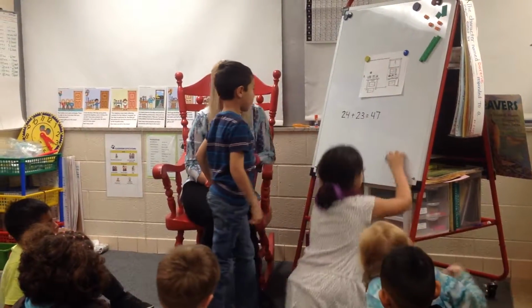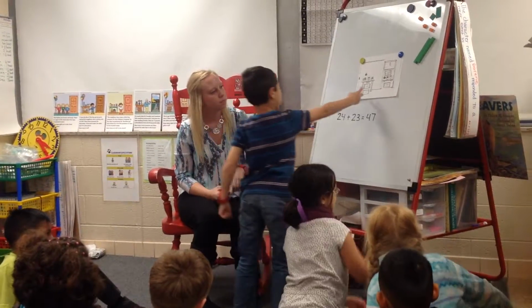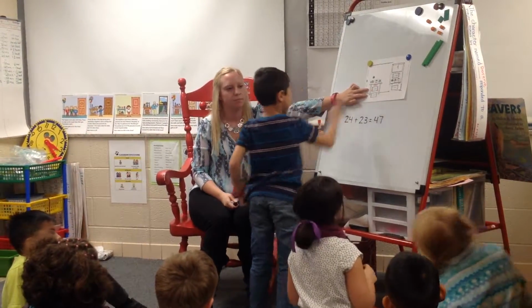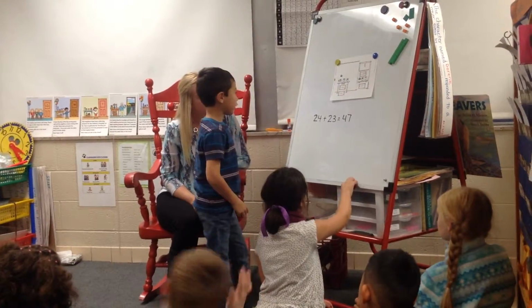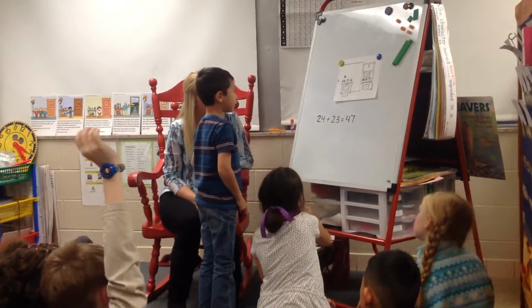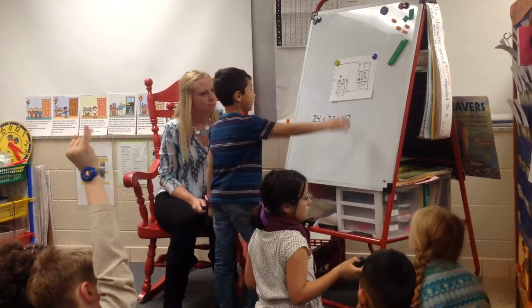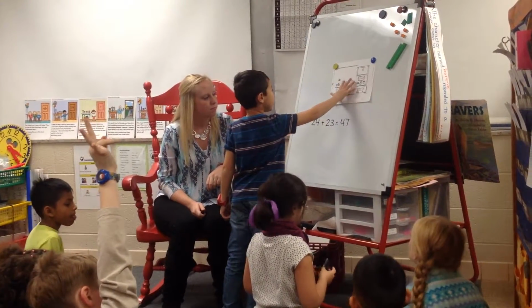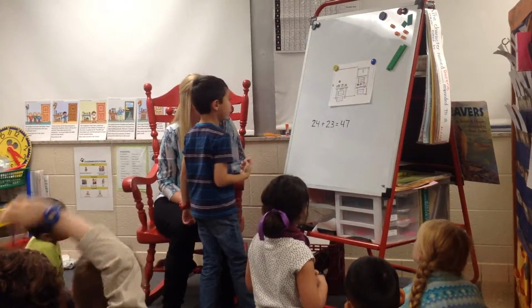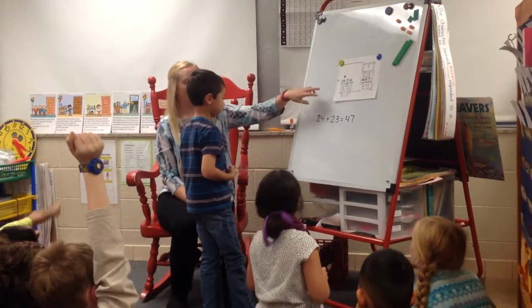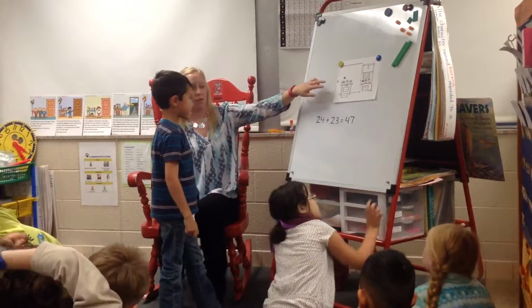Imani, sit down. I add the 2 tens into 20, and then the other 2 tens right here equals 40, and then we all know there's 7 right here, and that equals 47. So, awesome. I loved how you did that, and you explained it really well.